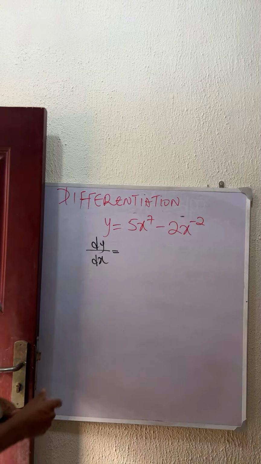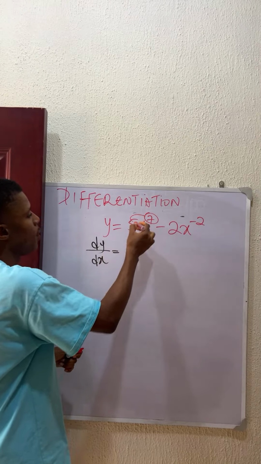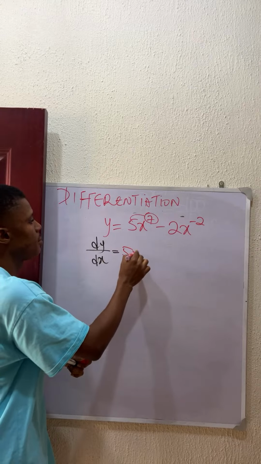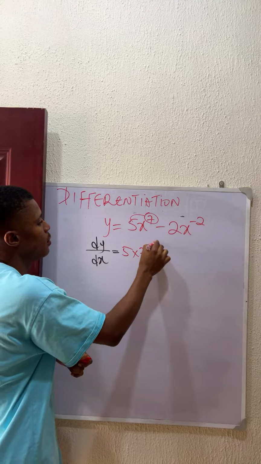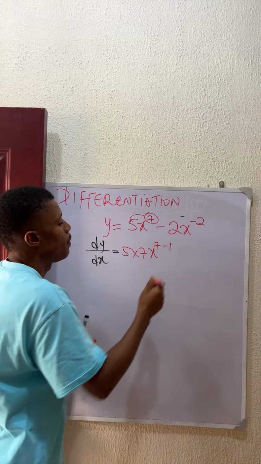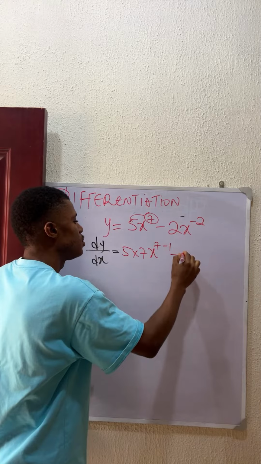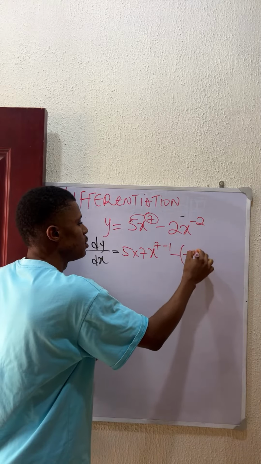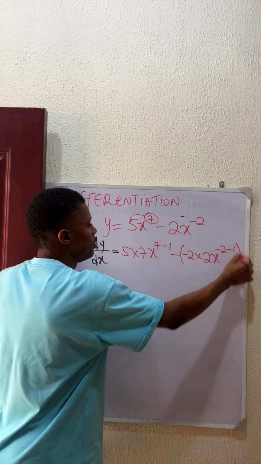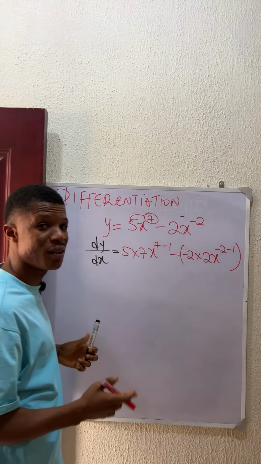We are still in the introduction to differentiation. So we multiply the power by the variable, right? So we have 5 times 7, x to the power of 7 minus 1. Once you multiply, you subtract the power. Then minus, be careful here. You have 2 minus 2 times 2x to the power of minus 2 minus 1. If you are not careful here, most students do get it very wrong.